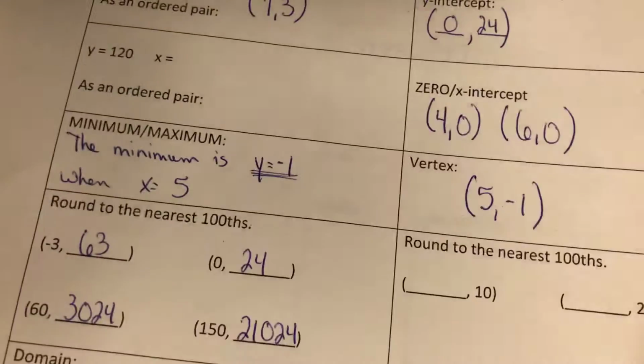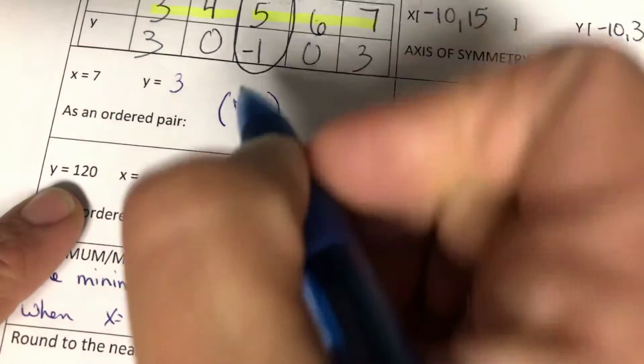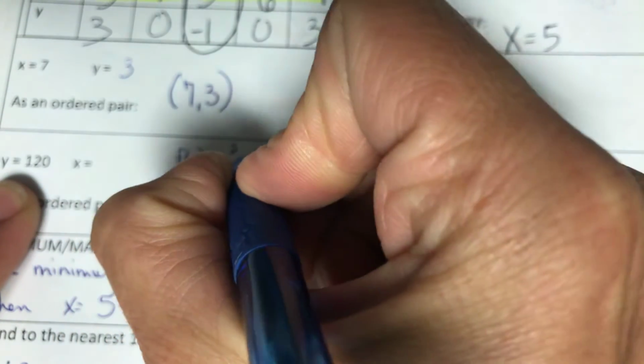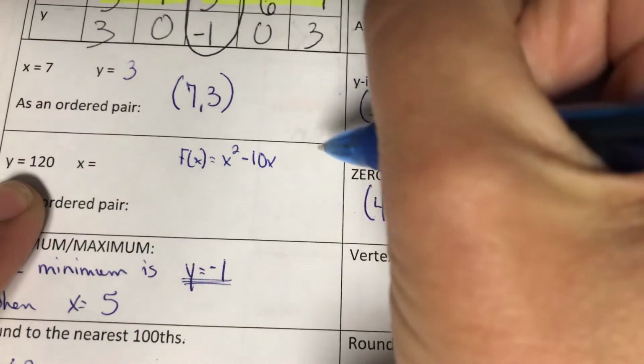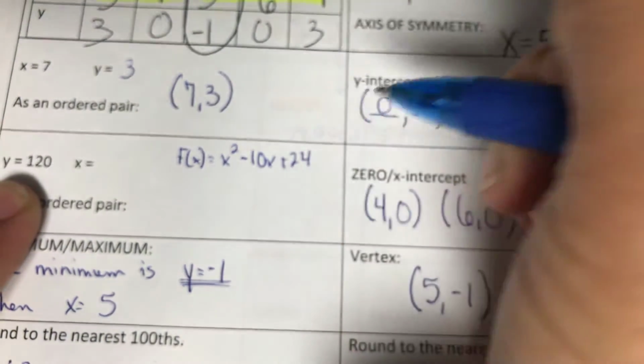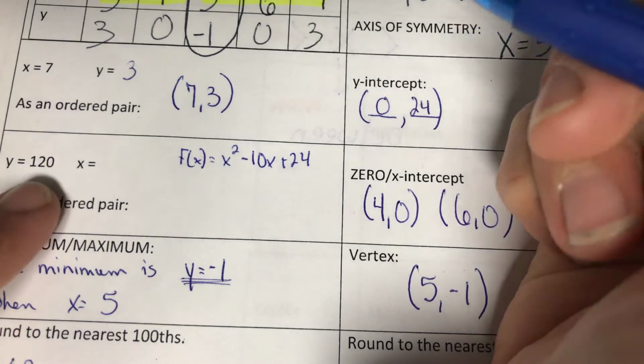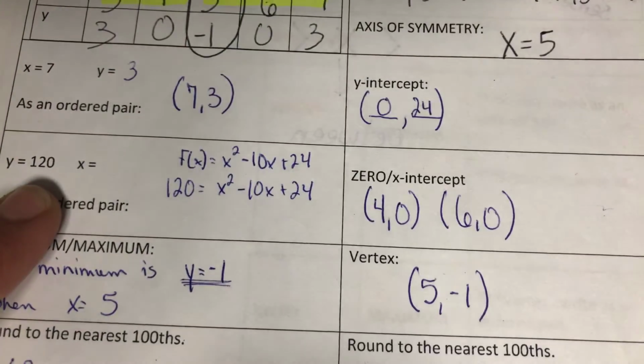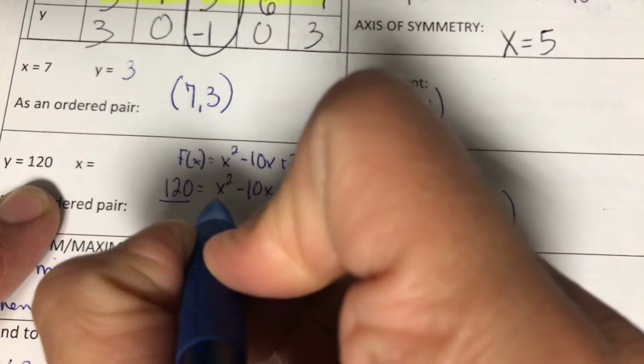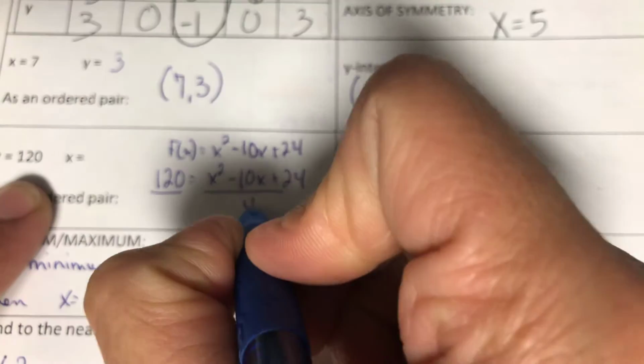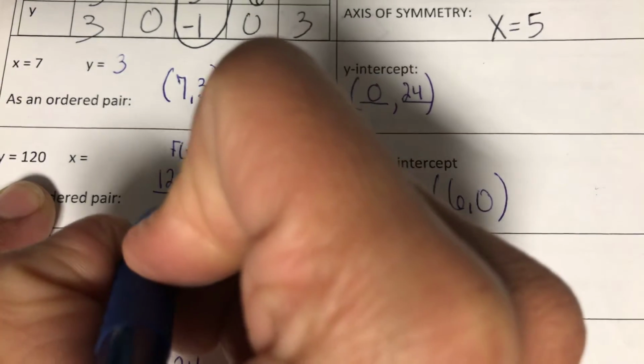And I'm going to start with this problem. So the function is f of x equals x squared minus 10x plus 24. So remember, f of x is y. So I just want to take this and make f of x or y become 120. And the reason why we're going to go to y equals is because we're going to put one side in y1. So we already have this one in y1. So I'm going to put this one in y2.